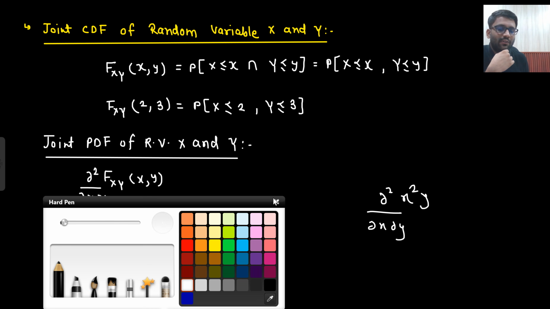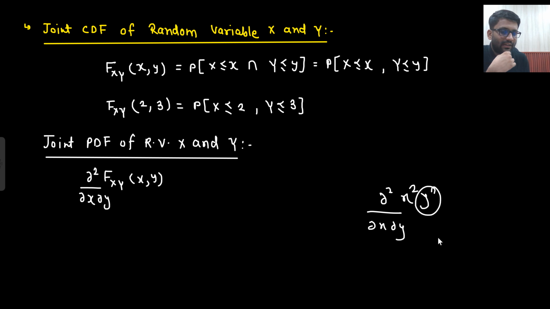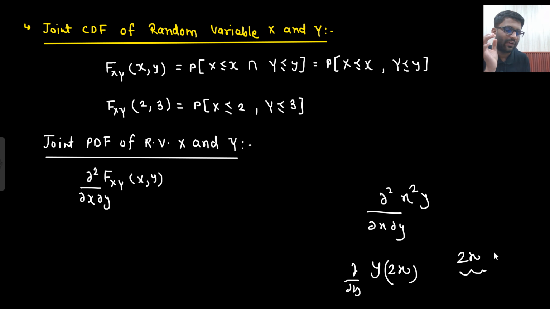So what will you do? First, you will differentiate with respect to x, keeping y as constant. Keeping y as constant, differentiation with respect to x would be 2x. Now you will differentiate with respect to y, keeping x as constant. So 2x is a constant value, differentiation of y will be 1. So the final answer will be 2x. So basically, partial differentiation means if you are differentiating with respect to y, only y will be variable, the rest all constant. And if you are differentiating with respect to x, then only x will be variable, the rest all constant. Okay, very simple meaning.